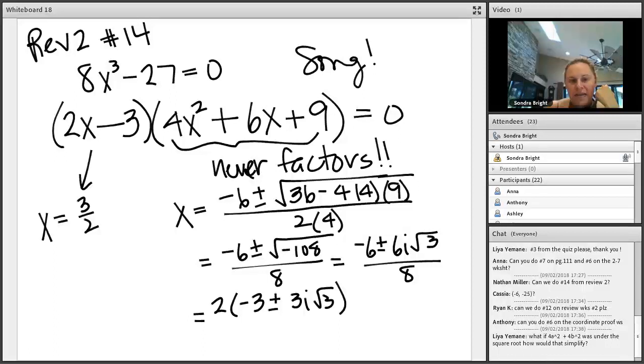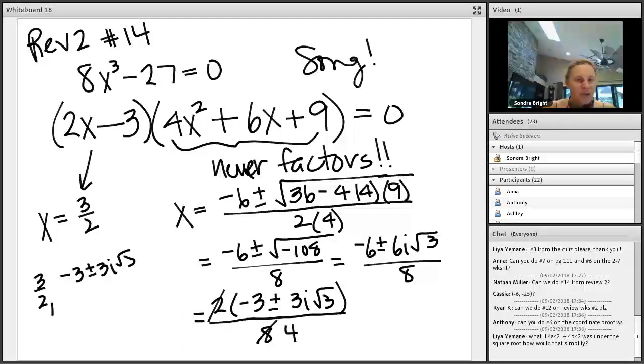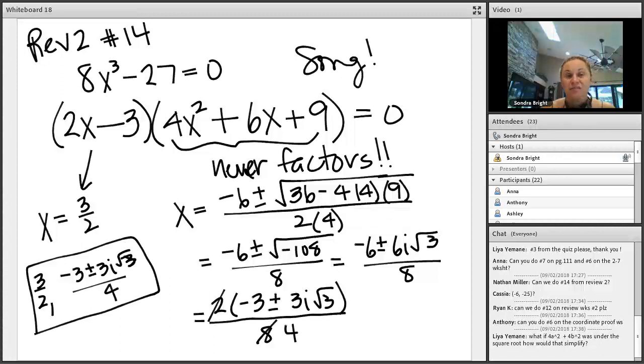And I'll leave you with negative 3 plus or minus 3i rad 3 all over 8. This 2 will cancel with this 8 and be a 4. And so you've got 3/2 as one answer, and then negative 3 plus or minus 3i rad 3 all over 4, which is 2 more answers. My equation was a cubic, an x to the third, so I should have 3 answers, and I got them. So yay.